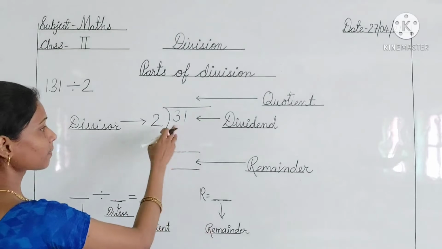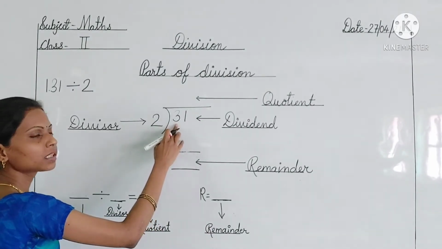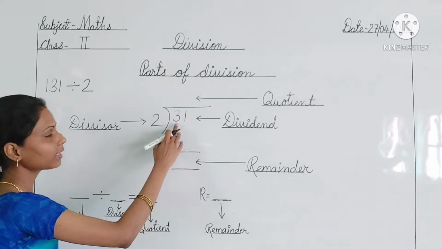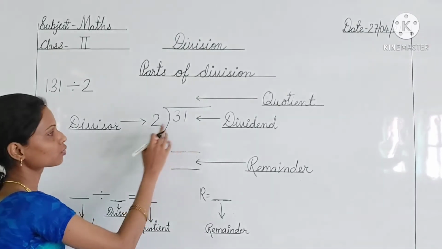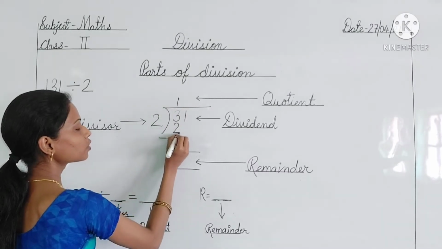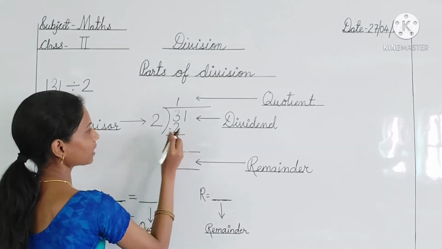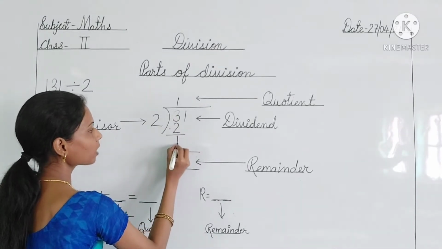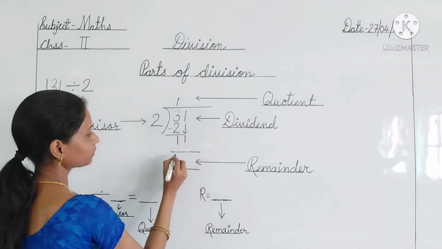Now 4 is greater than 3. So we will choose the number that is smaller than 3. That is 2 ones are 2. So we will write 2 ones are 2. Okay. Now we will subtract. What is the answer? 1. So this 1 we will write here.